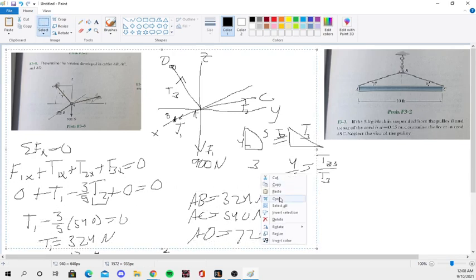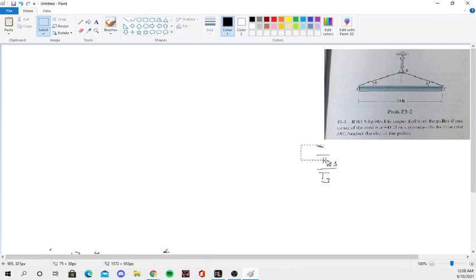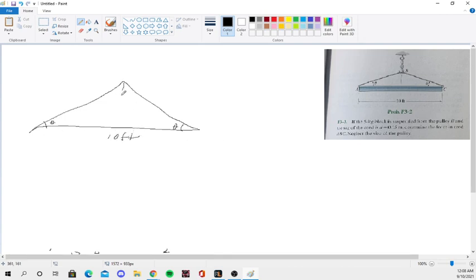Let's work on the second problem. So for the second problem, I chose F33, and it's kind of hard to see on here, so I'll draw a picture. And basically, this is an isosceles triangle, and it's a beam of 10 feet, and we're calling this A, B, C, and this is a cable holding it up from a hook or something, or a pulley.